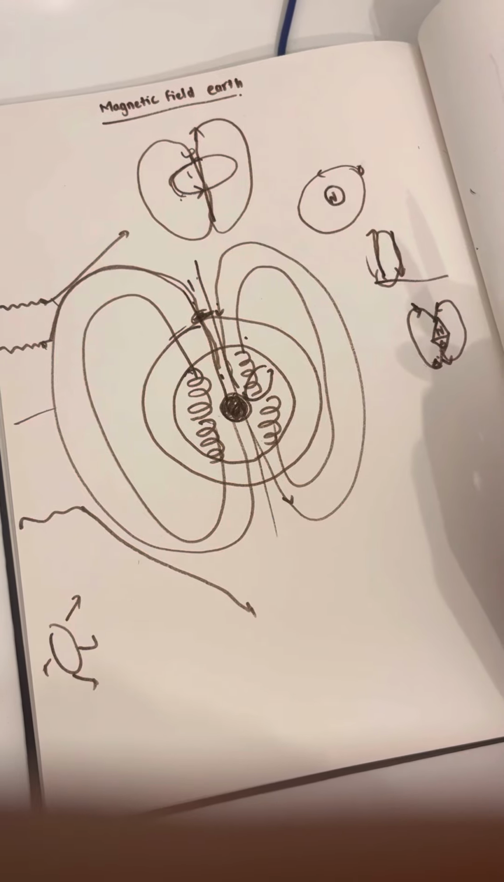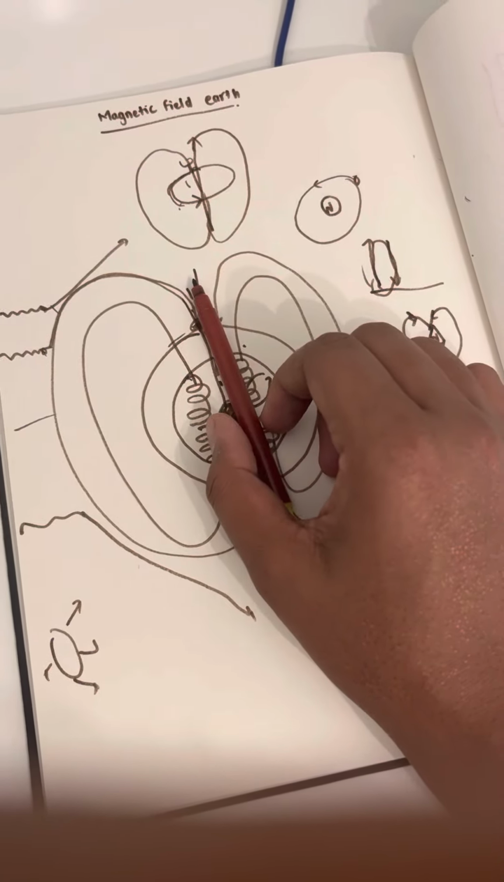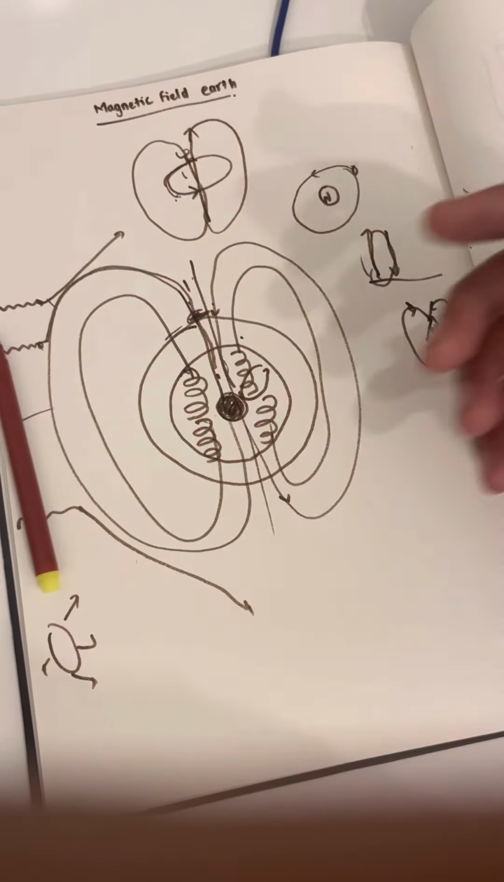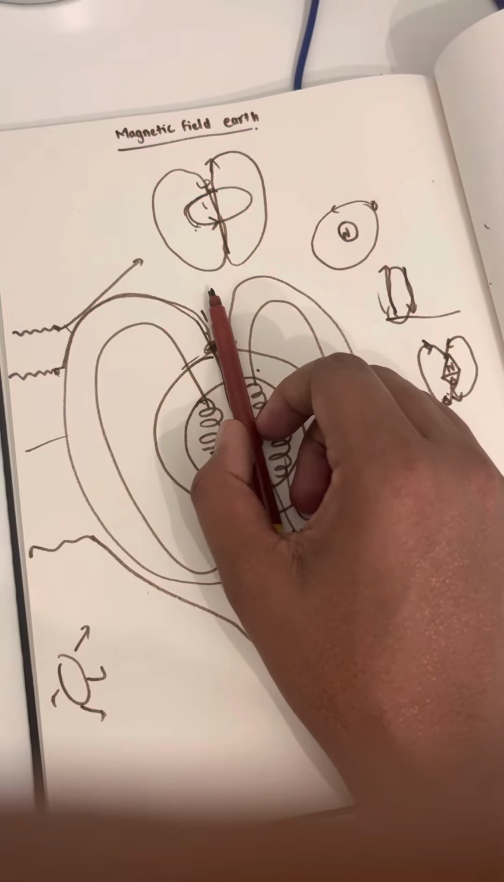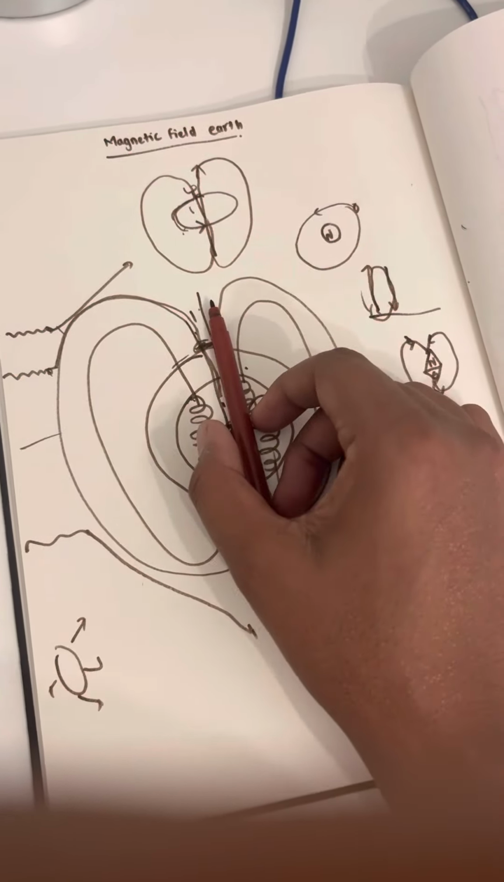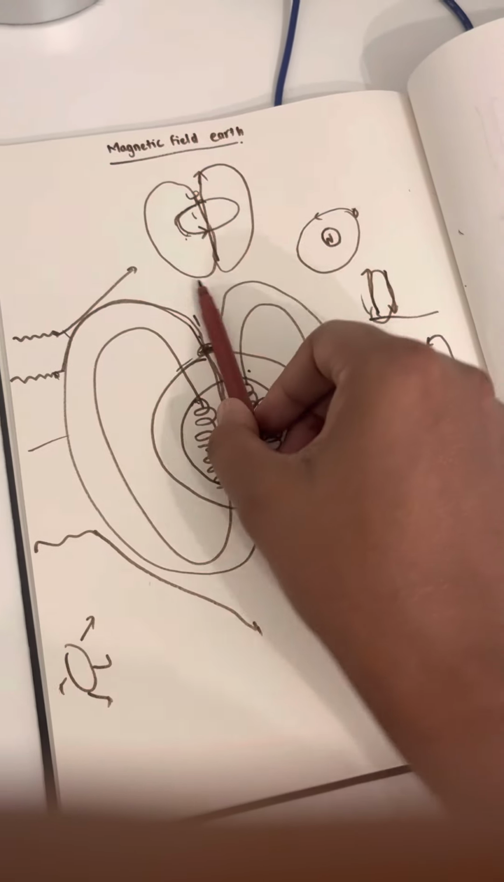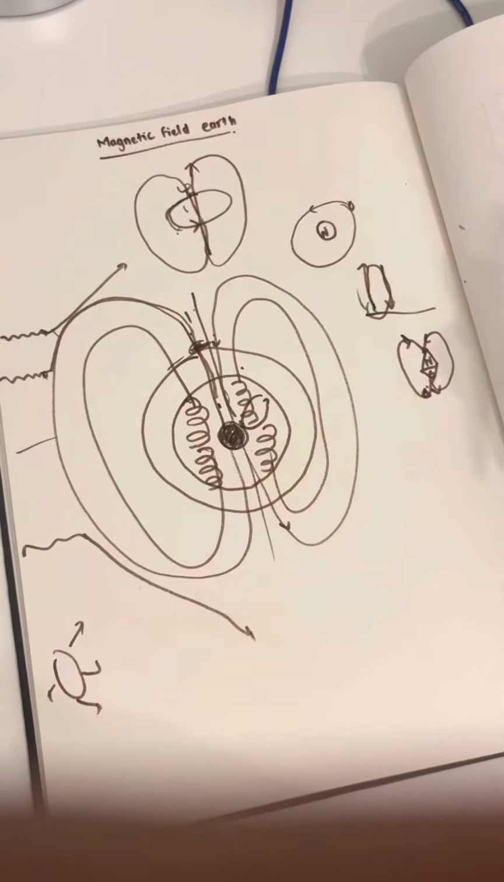And another interesting thing is that this doesn't stay in the same direction. There is something called pole reversal, and after some time, I don't know how many years, the poles would naturally get reversed, and suddenly this would be the North Pole and that would be the South Pole.